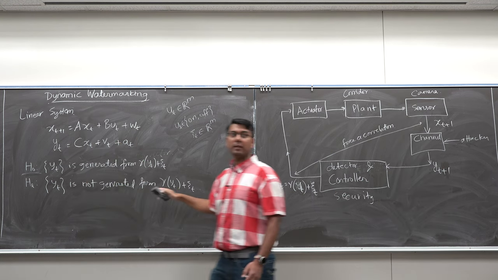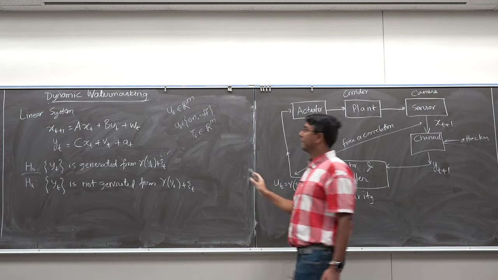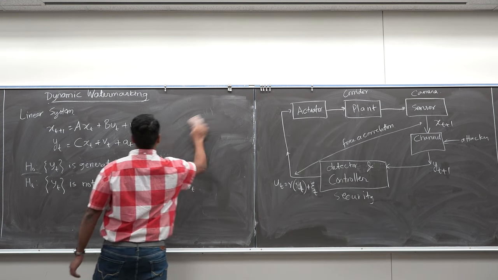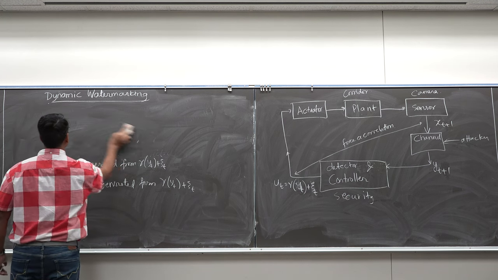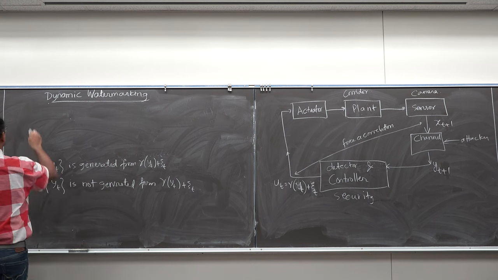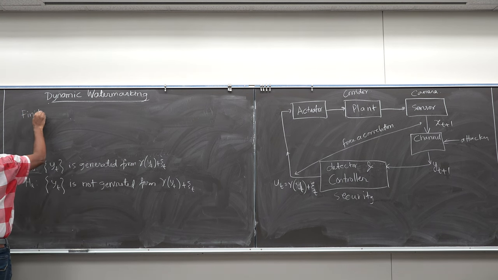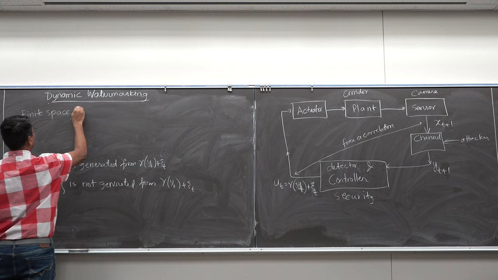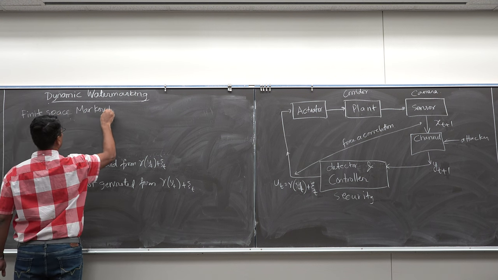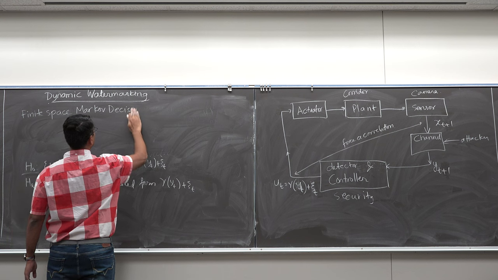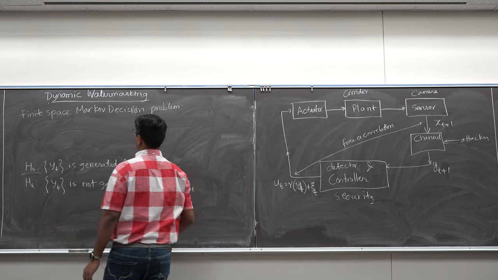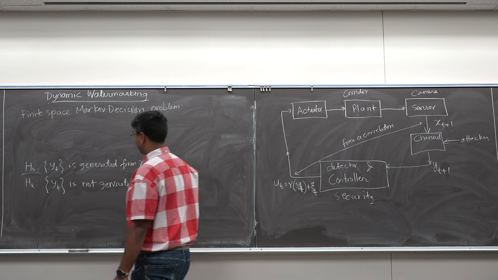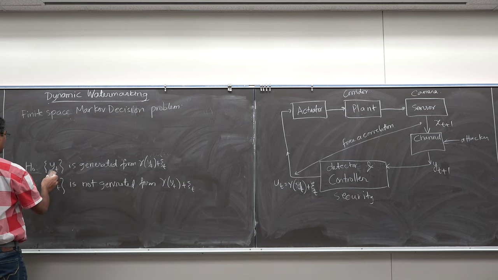So let's look at that particular problem. Any questions so far before I erase everything? Okay. So now I have a finite space, finite action Markov decision problem. So what is a finite space, finite action Markov decision problem?